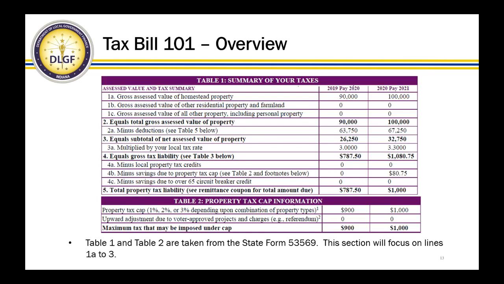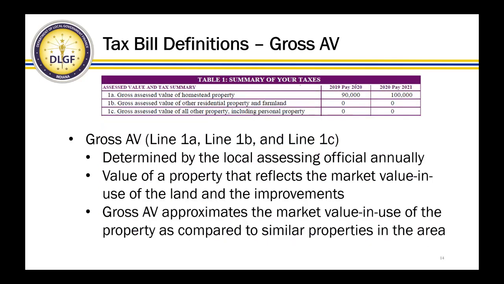What we're looking at on the screen is an excerpt from the state form 53569. That is the template that all tax bills are meeting. In this first section, we're really going to focus on working our way line by line from row 1A down to row 3. Okay. And so this is just a mock-up, but we want to take a look at how the tax bill is functioning so that we can really examine where circuit breaker is coming from and how that's ultimately going to end up impacting you.